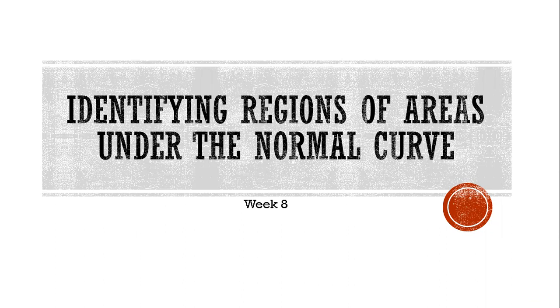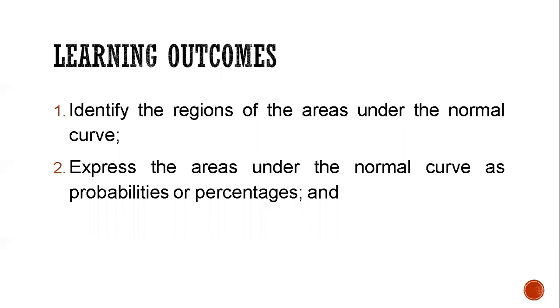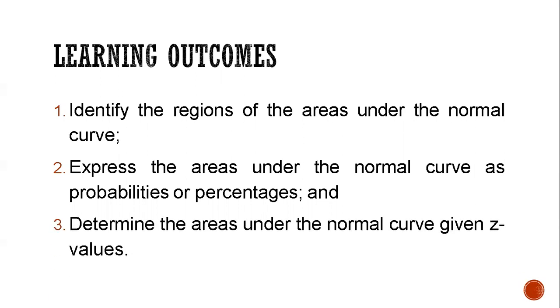Okay. So before we start, I would like to share with you our learning outcomes. So it will be the lesson that we are going to tackle, with different subtopics. Okay. So I hope in this lesson we're going to identify the regions of the areas under the normal curve. Then we're going to express the areas under the normal curve as probabilities or percentages. And the last one, we're going to determine the areas under the normal curve given the z values.